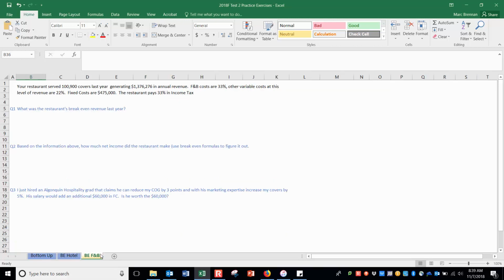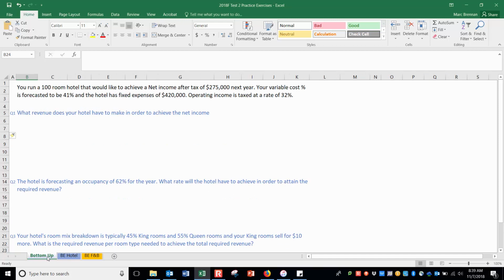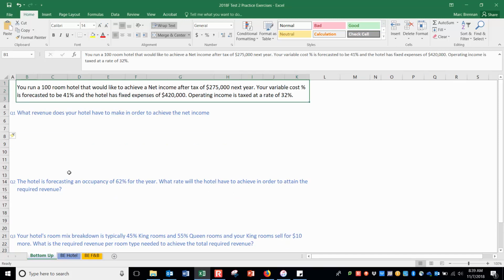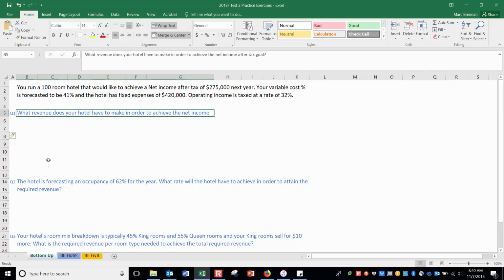I believe the file opens on break even F&B. Let's start with bottom up. You run a 100-room hotel that would like to achieve a net income after tax of $275,000 next year. Your variable cost percentage is forecasted to be 41%, and the hotel has fixed expenses of $420,000. Operating income is taxed at a rate of 32%. So what revenue does your hotel have to make in order to achieve the net income?